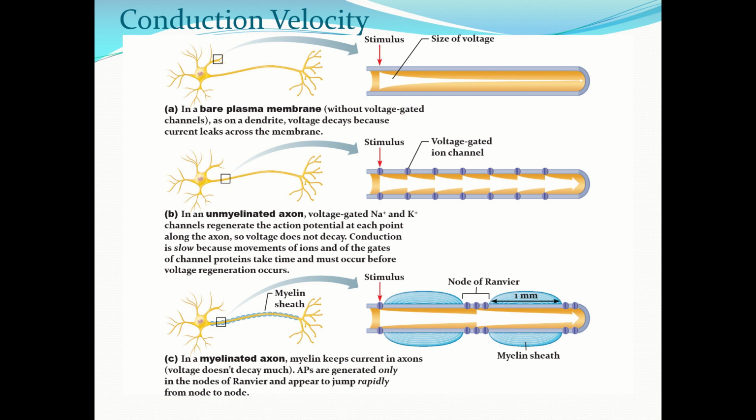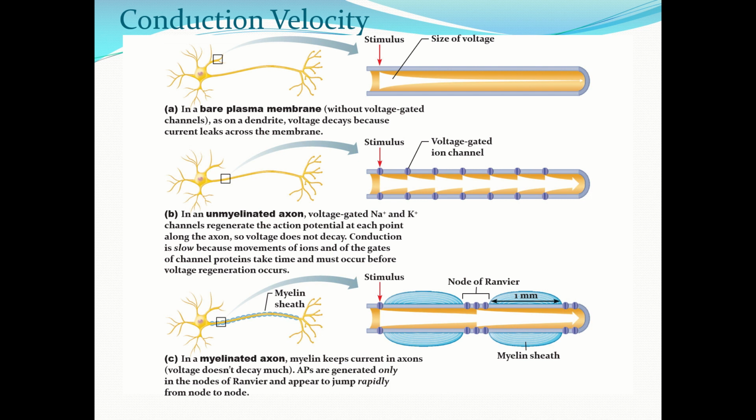All right, then B, in an unmyelinated axon, there are going to be voltage-gated sodium and potassium channels all along the axon membrane that will regenerate the action potential at each point, and so the voltage will not decay. Conduction, however, is slow because movements of ions and the opening of gates and channel proteins takes time and must occur before voltage regeneration occurs. There are unmyelinated axons found in certain areas of the nervous system, but we're mostly going to see myelinated axons.